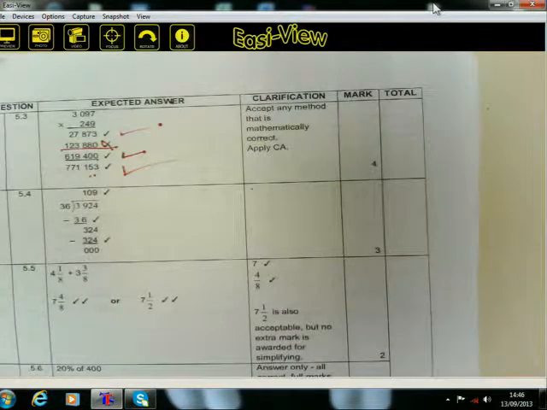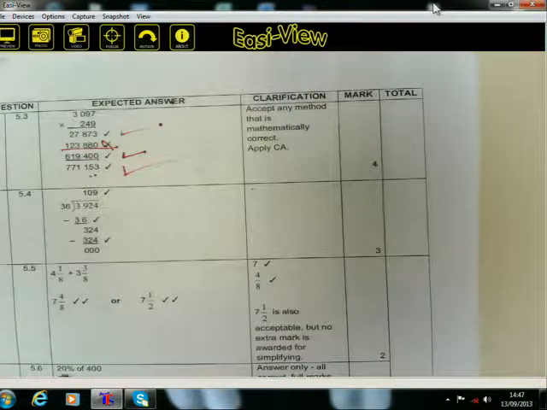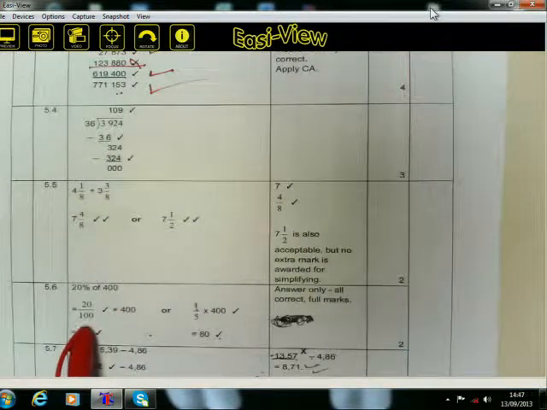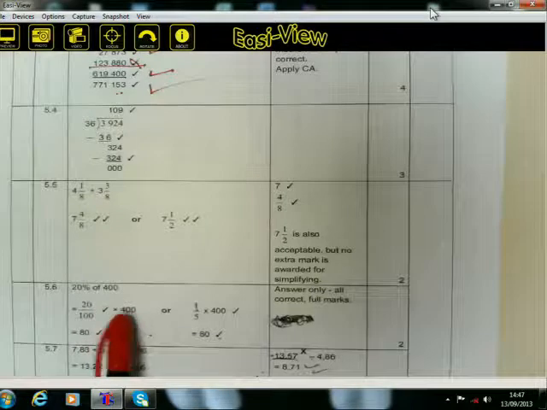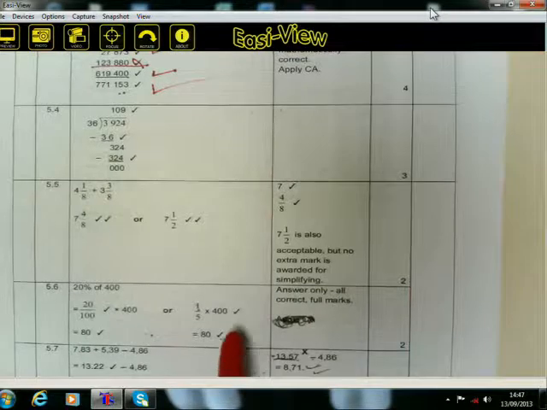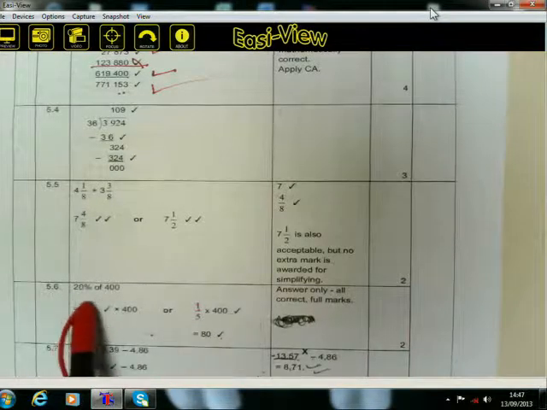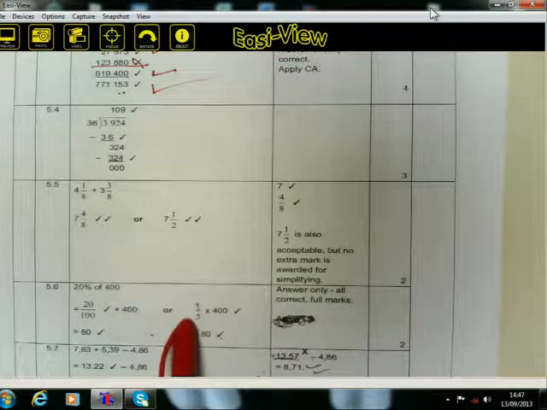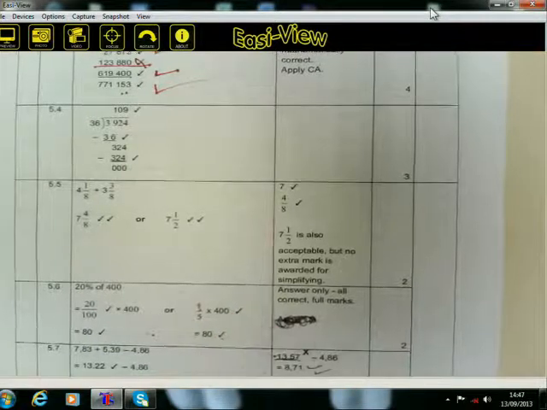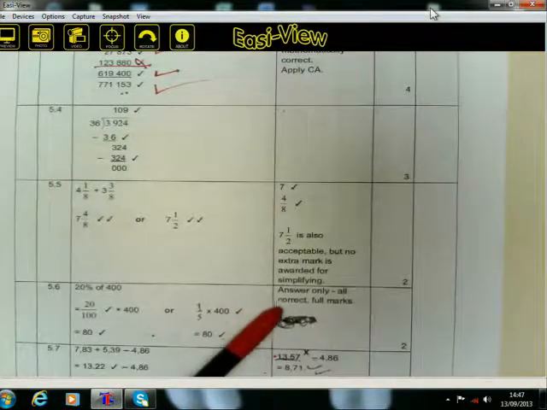20% of 400. You mark there 20/100, which means 20%. You mark there 20/100, which is 20%, multiplied by 400. You mark that one and the correct answer. And then again, if he simplified this 20/100 and has written 1/5 here, yes, let me use the correct language, 1/5, multiplied by 400, you mark there and the answer there. They say the answer only, all correct, full marks.